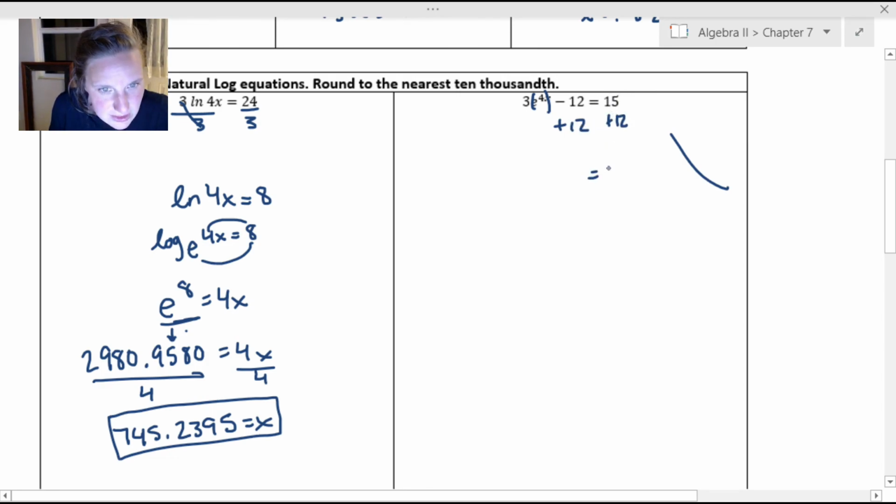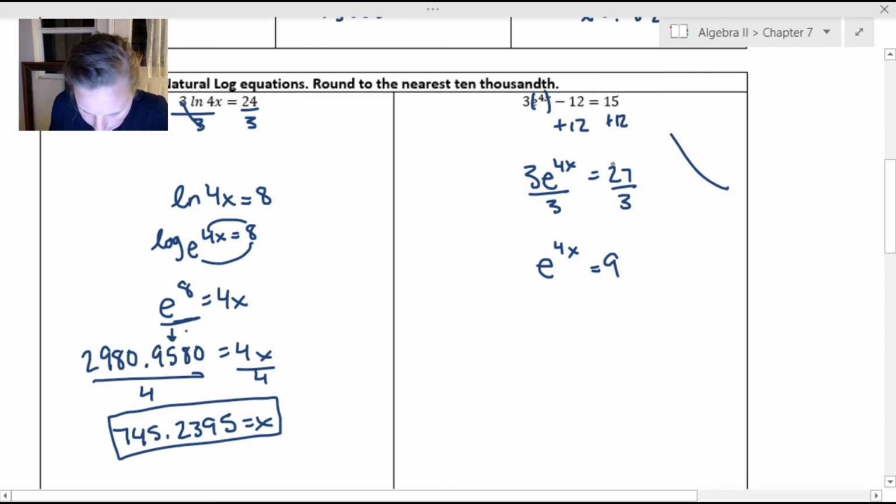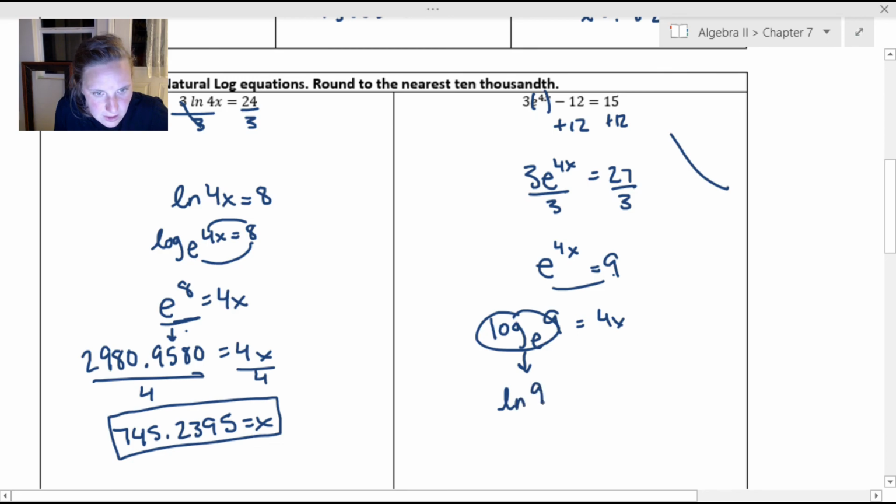15 plus 12 is 27, and that's 3 times e to the power of 4x. Then we're going to divide by 3. 27 divided by 3 is 9, so we get e to the power of 4x is equal to 9. And now we're rewriting. Log base e of 9 is equal to 4x. And remember, this I can rewrite as the natural log of 9 is equal to 4x.